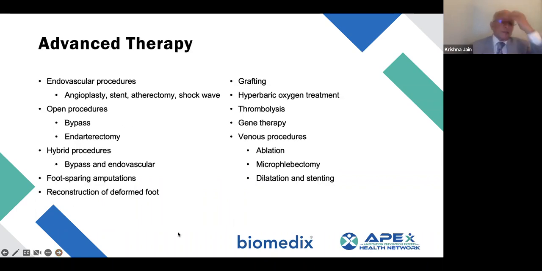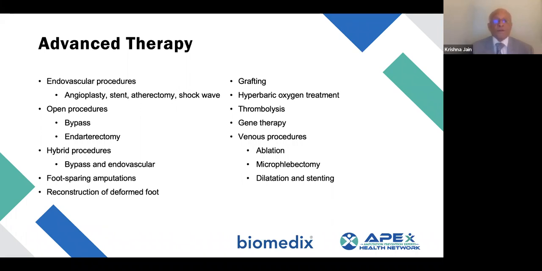So what is the advanced therapy? Advanced therapy is endovascular procedures, angioplasty, stent, atherectomy, and a new treatment coming out is shockwave for calcified arteries. Open procedures: bypass, endarterectomy. Then we do hybrid procedures. We do bypass along with endovascular procedures, foot sparing amputations. I'm sure Dr. Rogers may talk more about it.